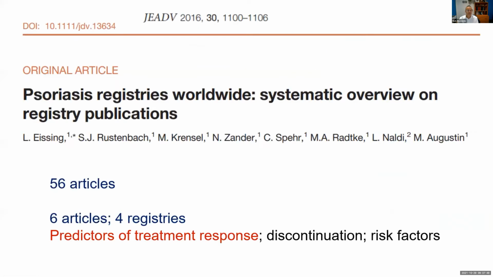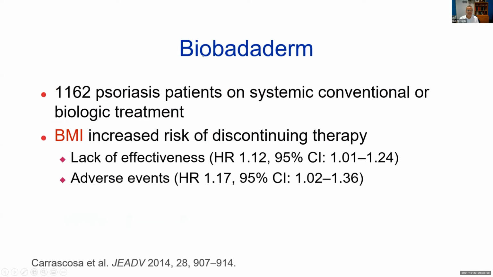So this systematic review back in 2016 looked at 56 articles about registries, and I focused here on the articles identified to do with predictors of treatment response. At that time, there were only 6 articles covering 4 registries. One of the first to consider this was a Spanish registry, Biobadaderm, and this focused on more than 1,000 psoriasis patients and specifically looked at whether weight and BMI affected outcome.